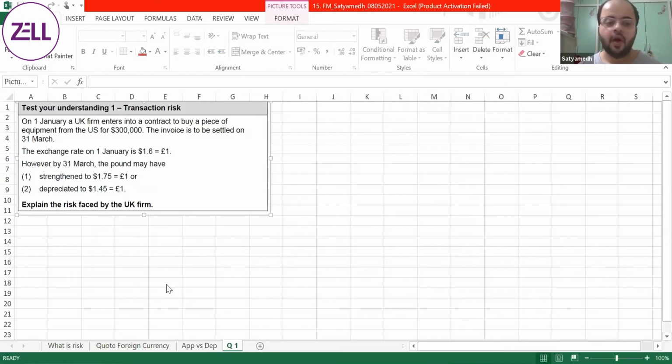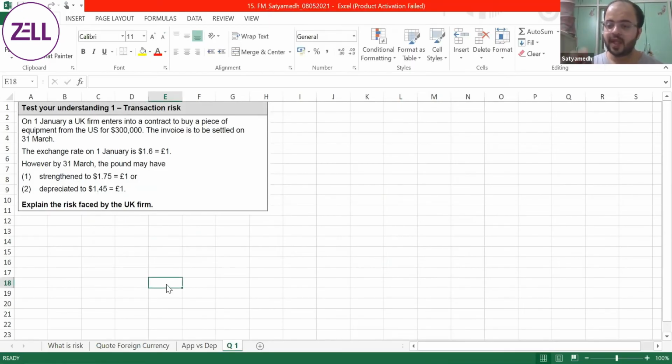Question 1. Now, transaction risk means the sale and purchase transaction, and then your settlement. That is my transaction risk.